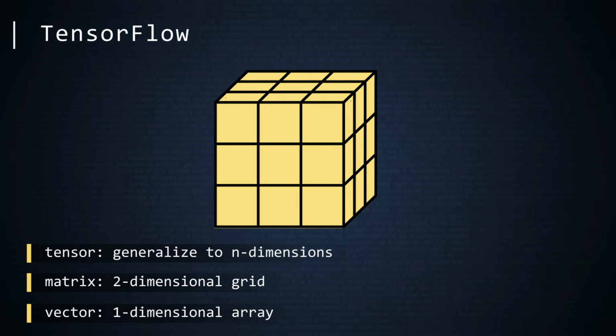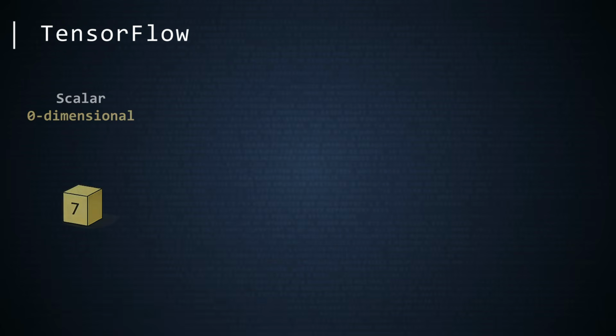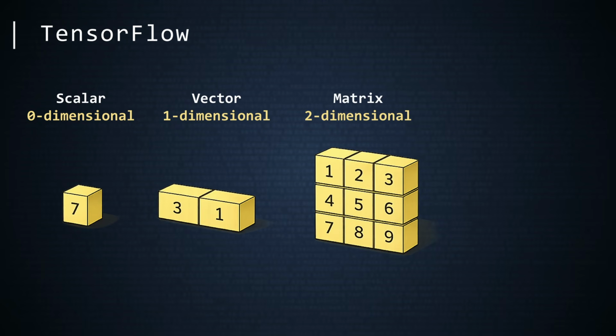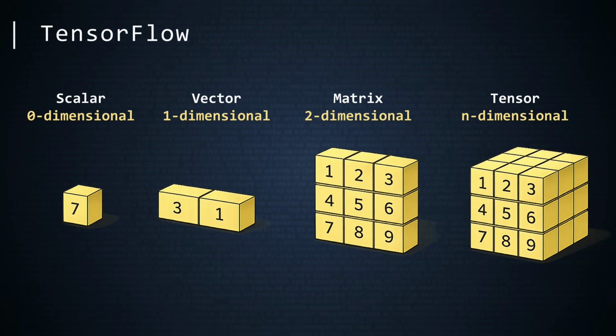Observe the pattern. A scalar is a single number, zero-dimensional. A vector is an array of numbers, one-dimensional. A matrix is a grid of numbers, two-dimensional. And a tensor is simply an n-dimensional box of numbers. The concept is quite computable.